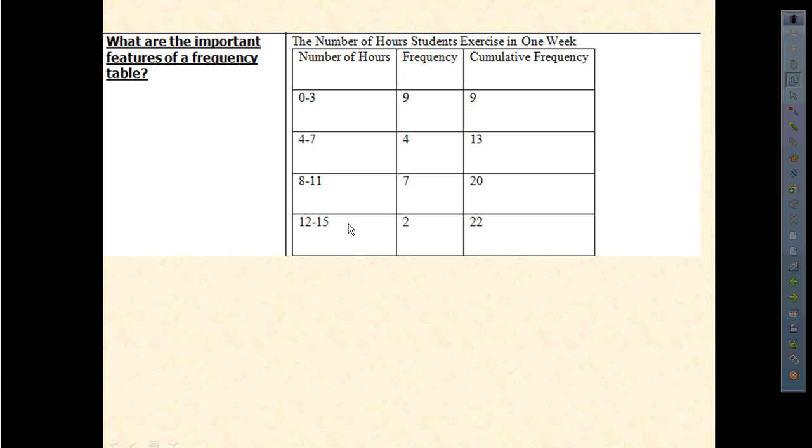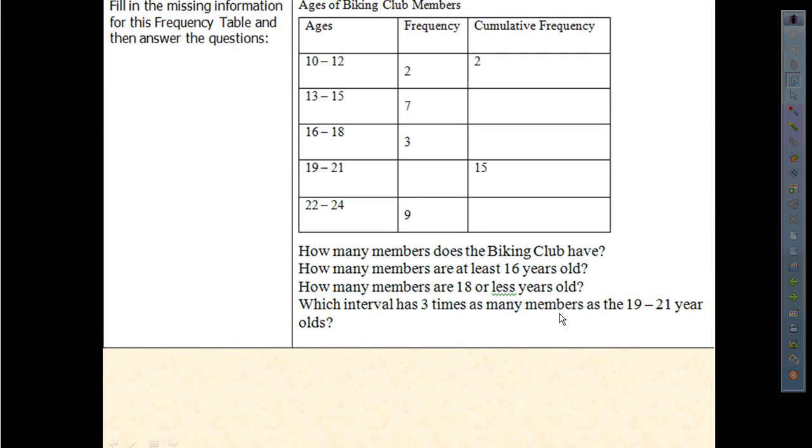Okay. Now this is in part of the worksheet that you're going to be working with. What are the important features of a frequency table? Well, it's the range, in this case, number of hours. In previous cases, it was country name. In this case, it was total population. Okay. So number of hours, 0 to 3, 4 to 7, 8 to 11, 12 to 15. Frequency, 9, means the number of hours student exercised in 1 week.